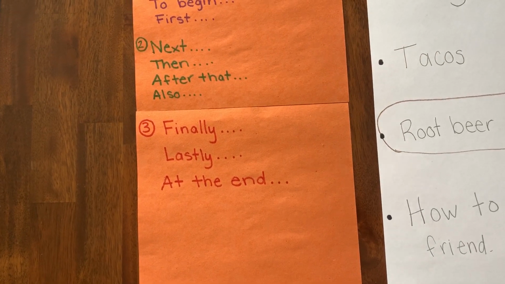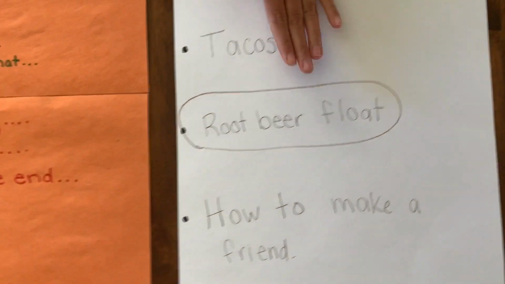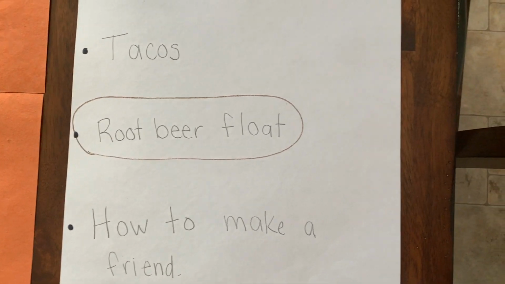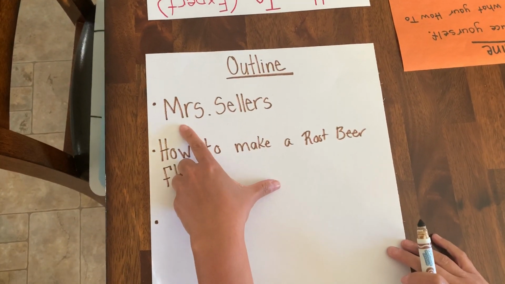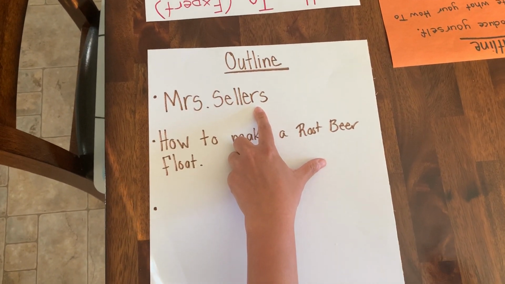So today, I'm gonna share with you mine, and I just told you guys, mine is going to be the root beer float. I have started making my outline. So, my outline, again, we know that I have to introduce myself. So I put Mrs. Sellers, so I'm gonna make sure that I remember that I have to introduce myself.